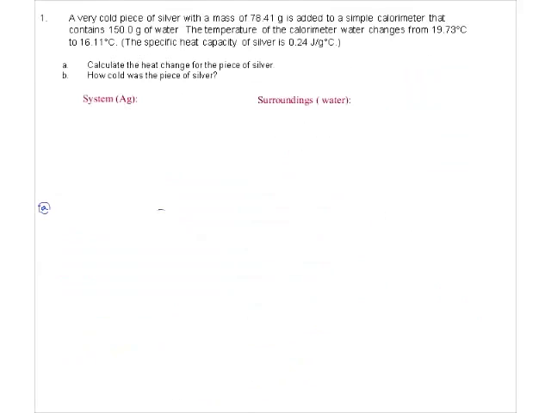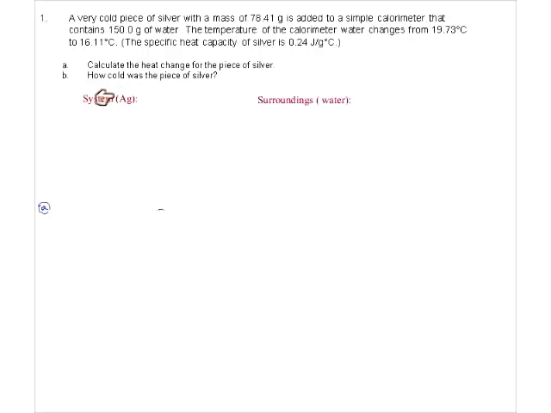Okay, here we go. Here's a simple calculation that we're going to look at. Well, that's simple. They're all the same for the most part. If you can do one, you should be able to do them all. It says a very cold piece of silver that has a mass of 78.41 grams is added to a simple calorimeter that has 150 grams of water. The temperature of the water changes from 19 down to 16. We want to calculate, and we were given the specific heat capacity of the silver.